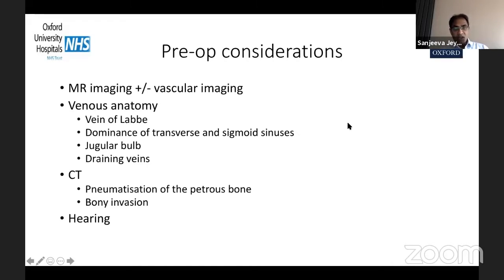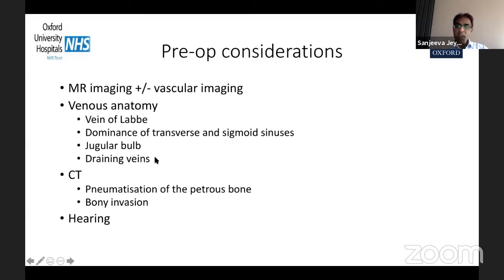It's useful to understand the transverse and sigmoid sinus and their dominance and how large they are, because you're going to have to be working against them to a degree in a lot of these pre-sigmoid or transpetrous approaches. Understanding how high the jugular bulb is, is important. You can lower the jugular bulb, but certainly you want to skeletonize the jugular bulb, because one disadvantage of this approach compared to the retrosigmoid is your view low in the CP angle is not as good. So you have to work to improve that view, and that really involves working around the jugular bulb. And with all of these cases, you really want to understand where the draining veins are. You're going to protect all of the veins during the operation.